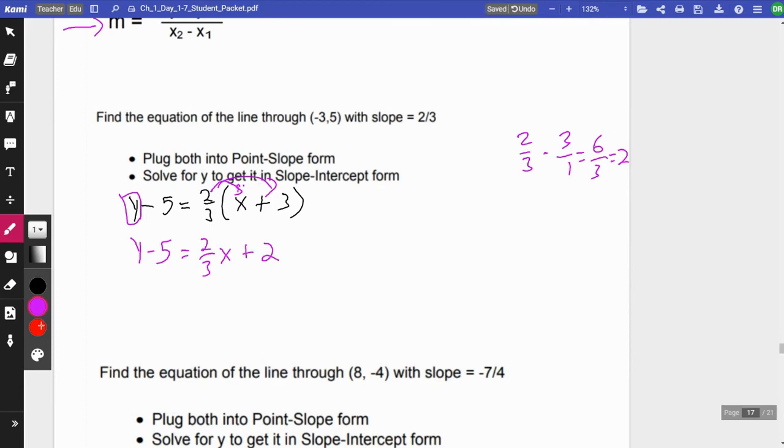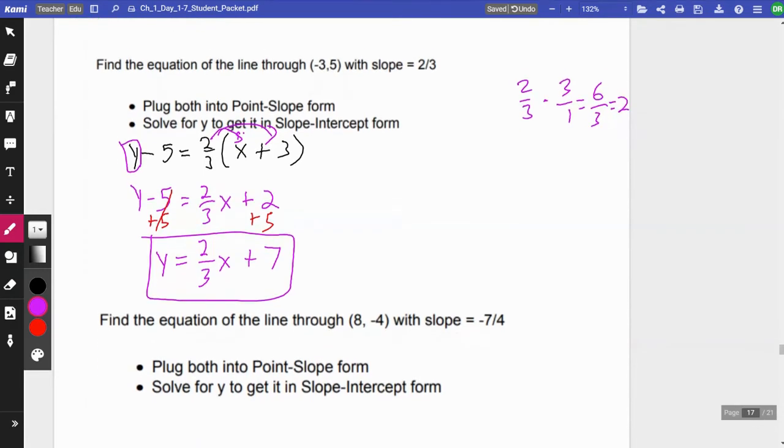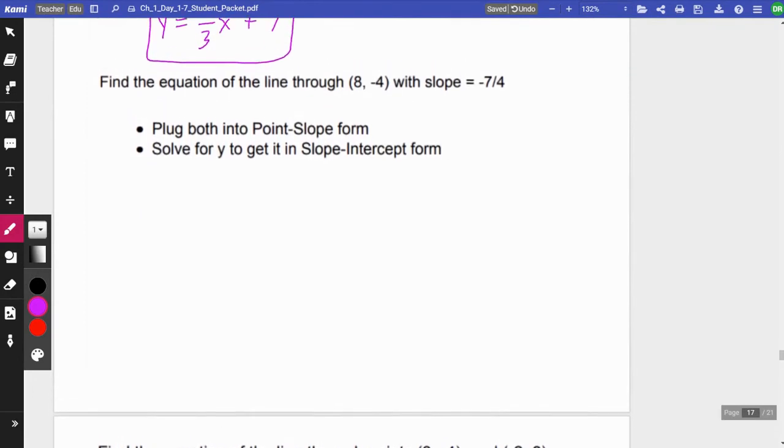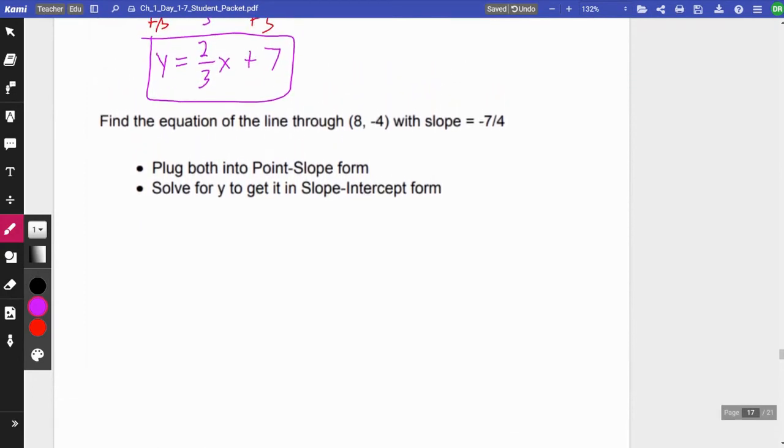And then the last step is we need to get y by itself still, so we'll add 5. So our slope intercept form of this equation is y equals 2/3 x plus 7. So both of these are valid. This is point slope form. You can totally graph a line based on that, and we can graph a line in slope intercept. So here's another example. You should pause it if need be and see if you can do this.